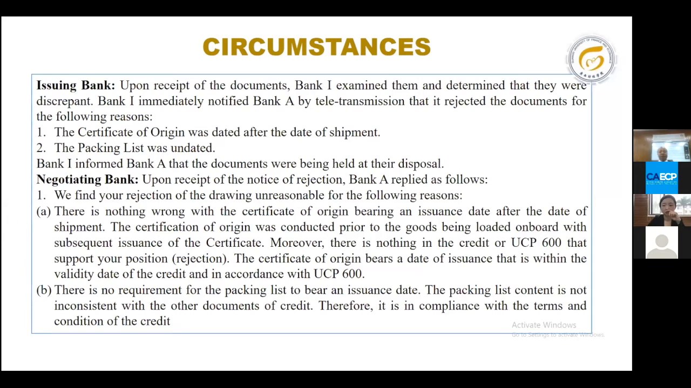Second problem, they said, was that the packing list was undated. No date on the packing list. So Bank 1 informed Bank A that the documents were being held at their disposal. There's a problem. So the negotiating bank, upon receipt of the notice of rejection, Bank A replied as follows. These are what they said.